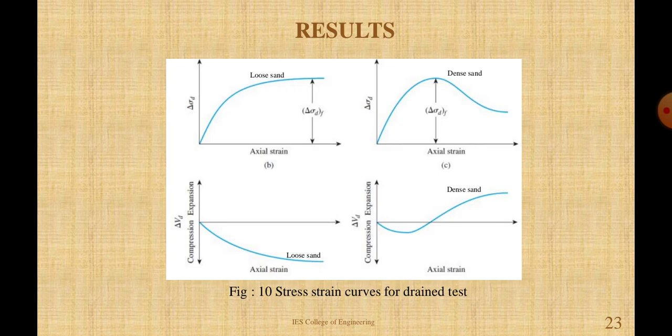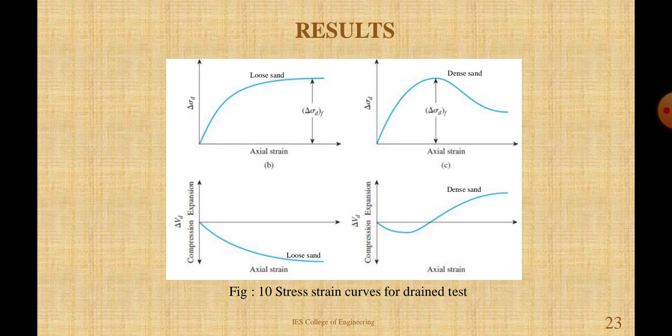Now we can discuss the results obtained from the consolidated drained shear strength test. Figure 10 shows the stress strain curve for the drained test. The first two figures show the stress strain curve for the drained test with deviator stress on the y-axis and axial strain on the x-axis. For dense sand and over-consolidated clay, the σd reaches a peak value and then it decreases and becomes constant, equal to the ultimate stress, at large strain. For loose sand and normally consolidated clay, the deviator stress increases gradually till the ultimate stress is reached.